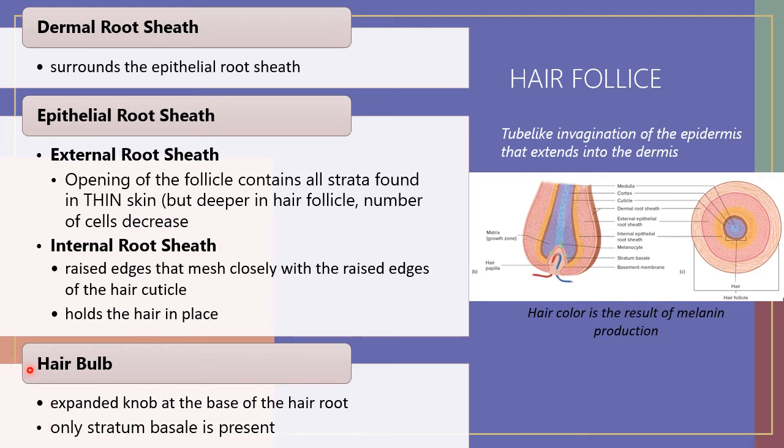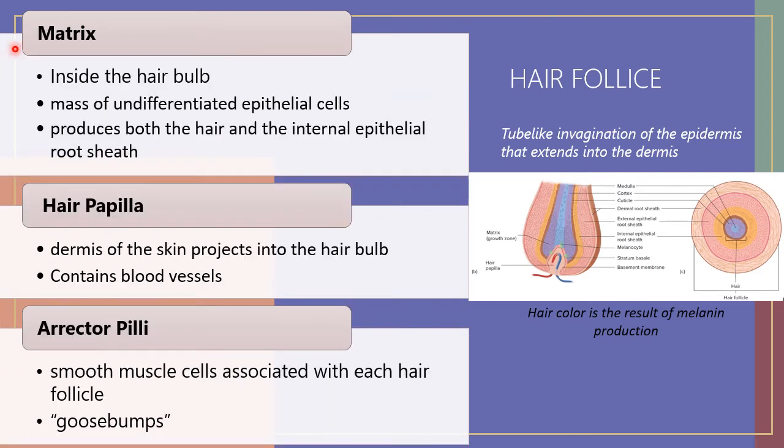Then you have your hair bulb. This is your expanded knob at the base of the hair root. And here, ito yung sinasabi ko na as you go deeper, no, the number of cells decrease until such time you reach your hair bulb, stratum basale na lang yung nandoon. Okay? So you have matrix. This is inside your hair bulb. Okay? Ito siya, matrix, which is your growth zone. It's a mass of undifferentiated epithelial cells. They produce both the hair and the internal epithelial root sheath. Okay. You also have a hair papilla.